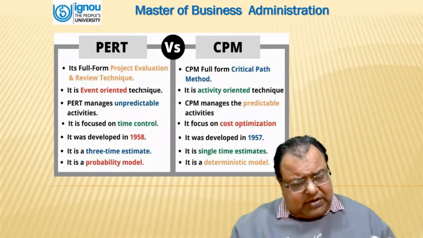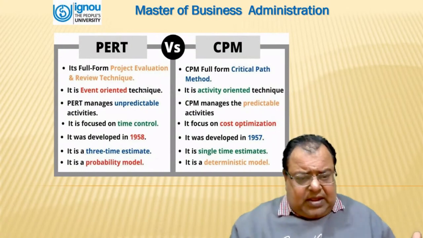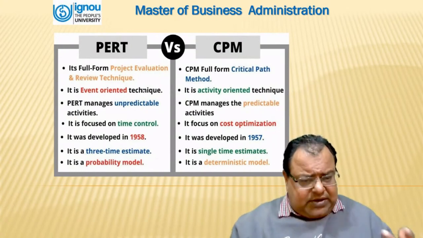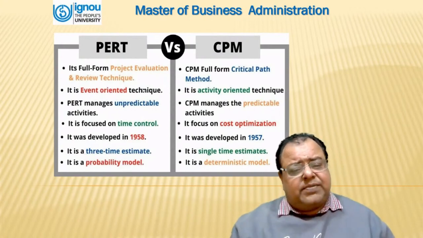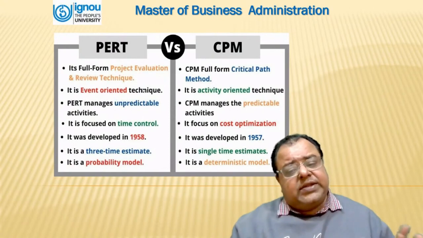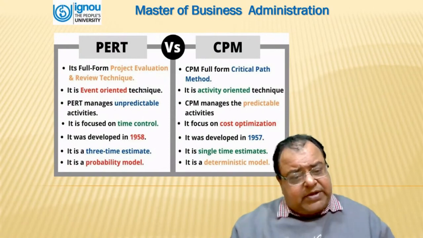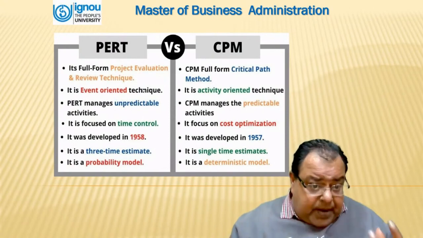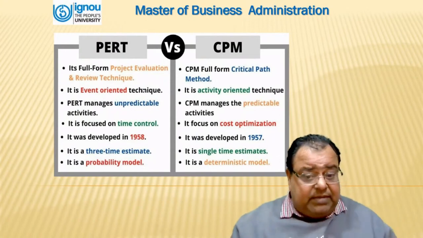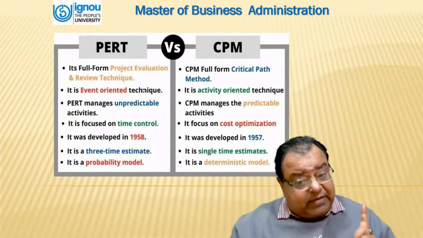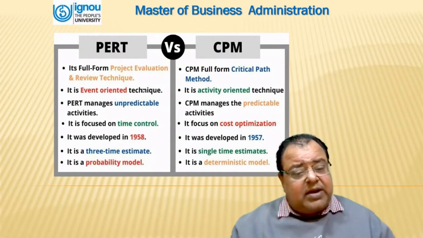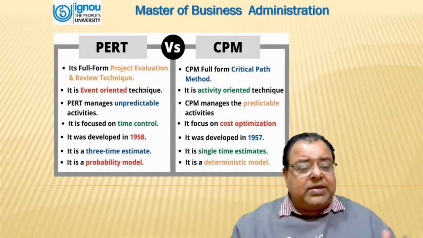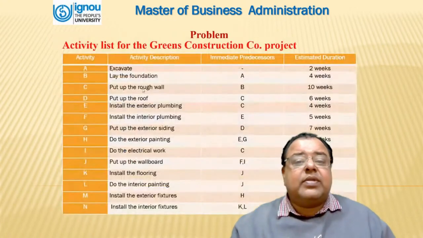As we discussed earlier, PERT started in 1950, but later, practically, it was 1958, and CPM was developed in 1957. In PERT, we have three time estimates, whereas in CPM, we have a single time estimate. CPM is a deterministic model, whereas PERT is a probabilistic model.